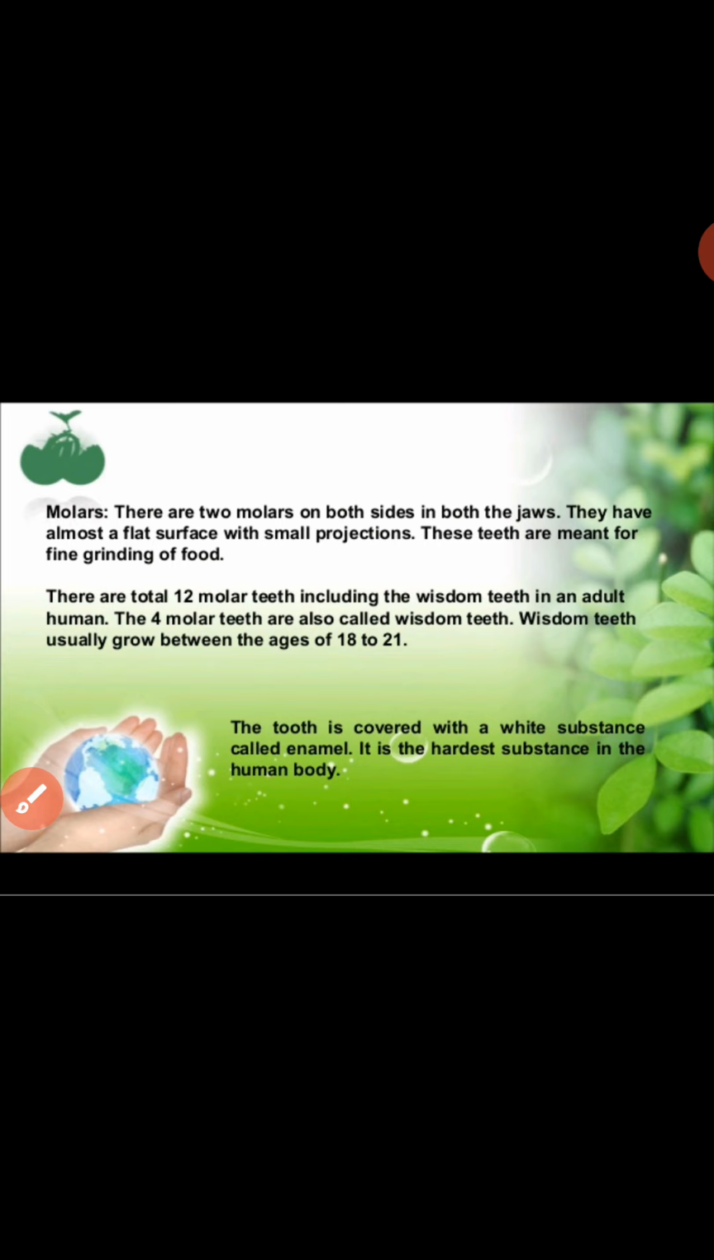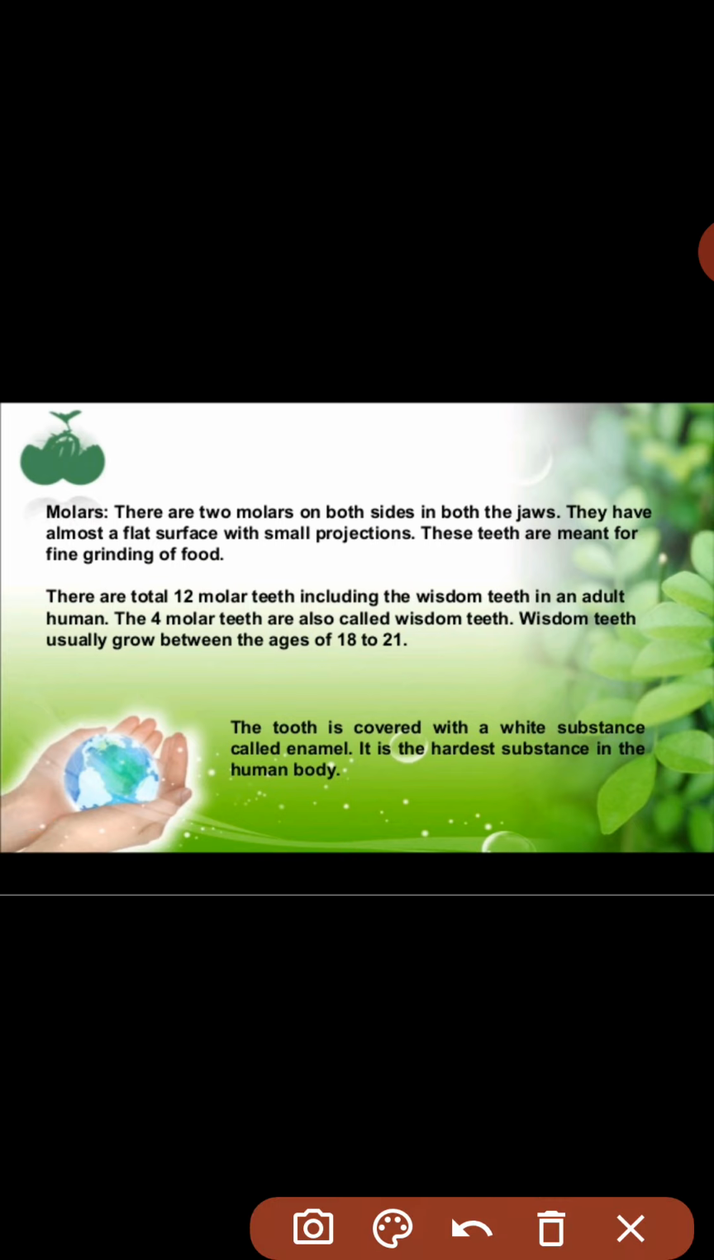Now the next are the molars. There are 2 molars on both sides and in both jaws. There are 2 sides, right and left, and 2 jaws, upper and lower. The molars have almost a flat surface with small projections in the upper layer. These teeth are made for fine grinding of food.